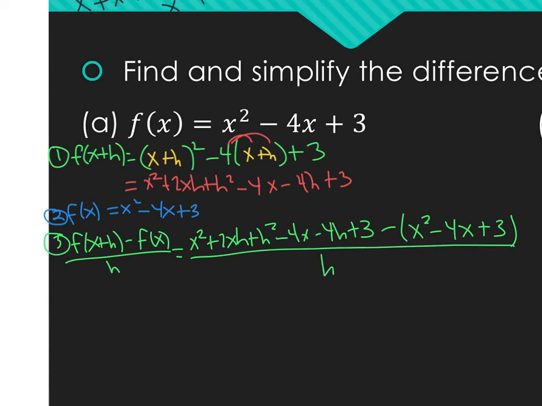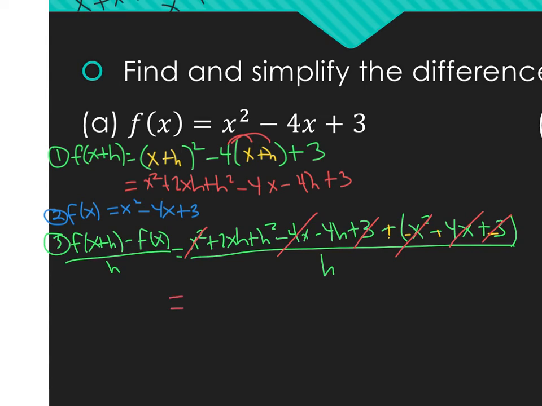Now when we simplify, you can either rewrite it, or you can, when you distribute your negative through, change the subtraction sign to plus and then change all the signs inside those parentheses. And then look and see what happens. The x squareds cancel out. The 4x's cancel out. And the 3's cancel out. So notice a trend here. Every time we do this difference quotient thing, notice we have h's just left in the numerator.